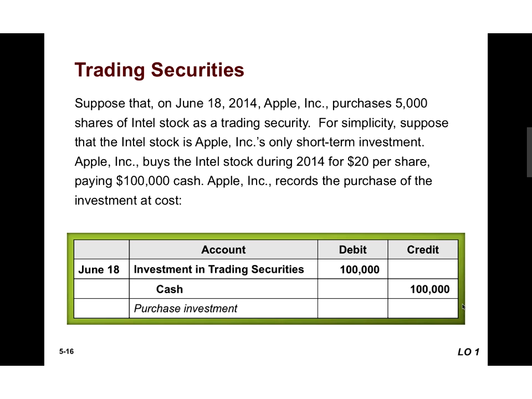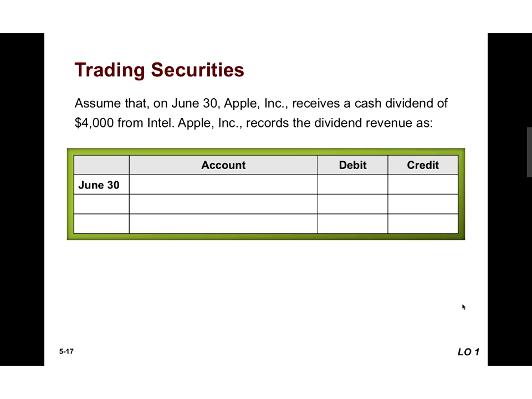So another thing that can happen, when we own stock in another company, we being, in this case, Apple owns stock in another company, it can receive dividends. And when it receives dividends, this is called dividend revenue. So our next example, let's assume that on June 30th, Apple receives a $4,000 cash dividend from Intel. So what it's going to do is debit cash and credit dividend revenue.